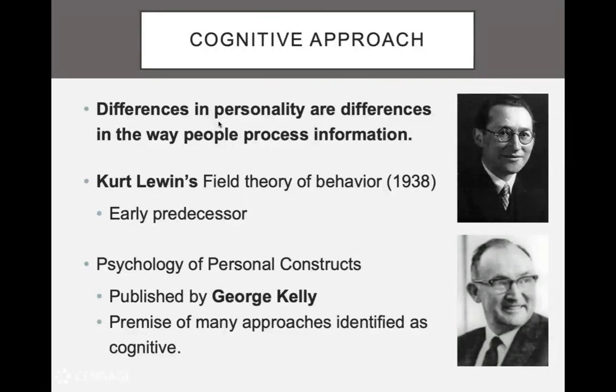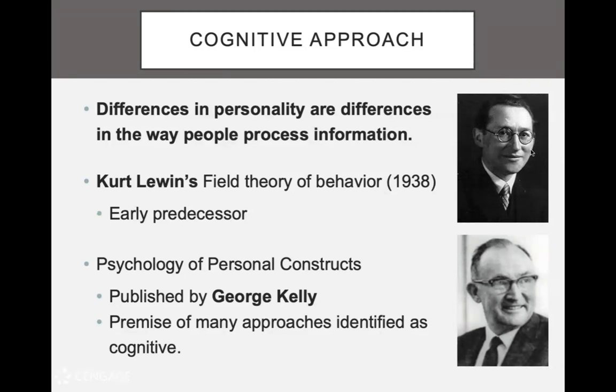So, cognitive models of personality have become popular in recent years, but they're not entirely new. An early predecessor can be found in Kurt Lewin's field theory of behavior. Lewin described the mental representations we form of the important elements in our lives and how we organize those elements within our life space. Kurt Lewin is right here, the first picture above.